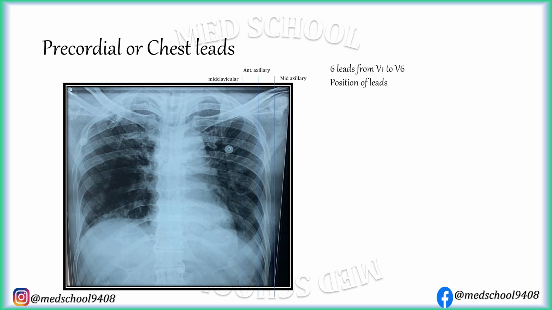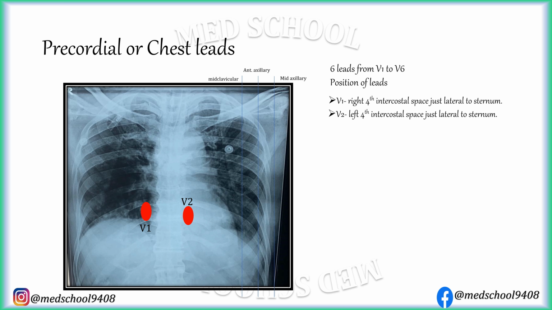For precordial or chest leads, 6 electrodes are placed over anterior chest wall, which are numbered as V1 to V6. Let's see how they are placed. V1 electrode is placed in right fourth intercostal space just lateral to the sternum. V2 electrode is placed in left fourth intercostal space just lateral to the sternum.